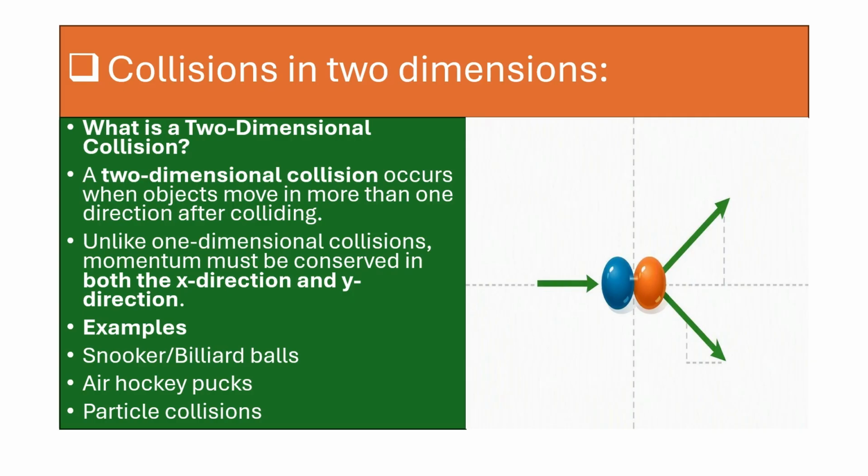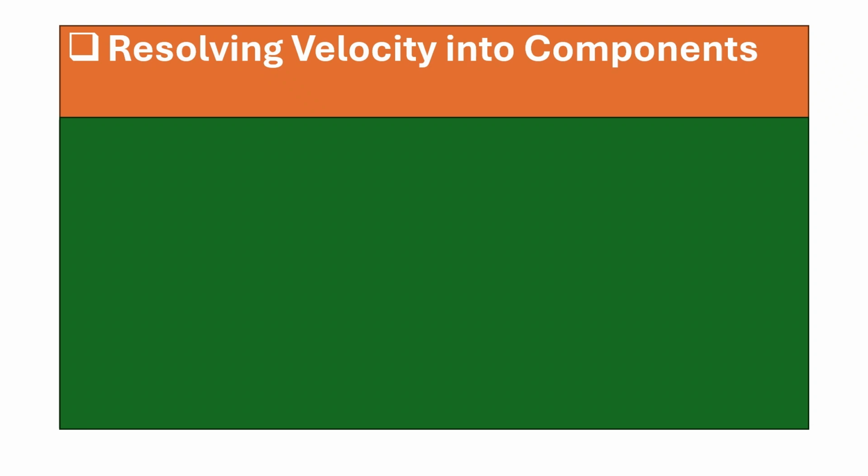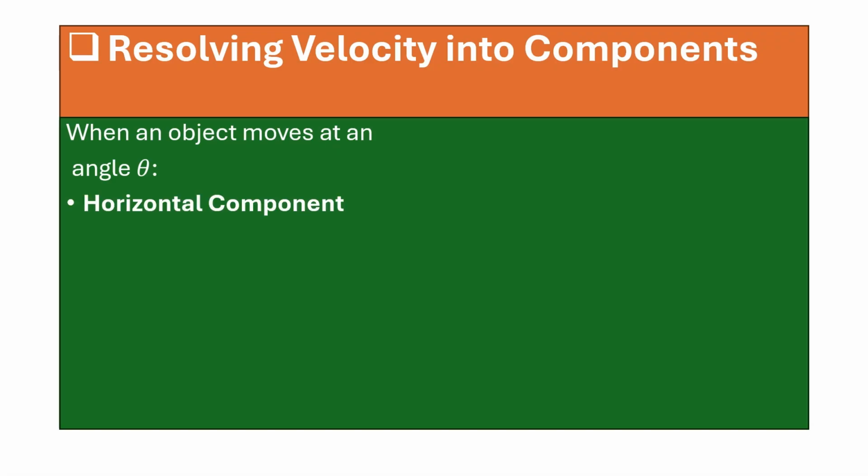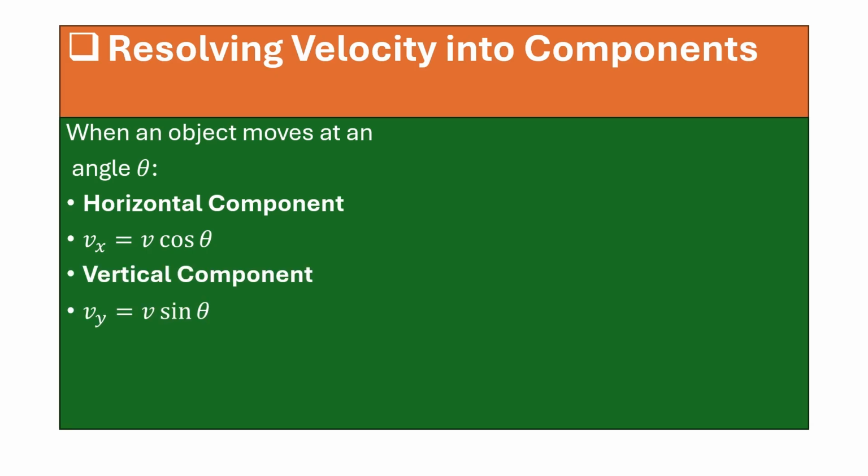So looking at the figure, if you see here, we have two directions, okay? One here and one the other part. To understand more in detail, we talk about resolving velocity into components. Now, when an object moves at an angle theta, we term it as horizontal component, we take it as v cos theta. For vertical component, we take it as v sin theta.